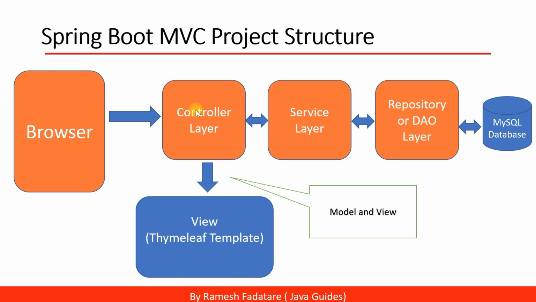So the controller layer processes the request, and it will get the data from the database by using the service and repository layers. That model data is then bound to the view, which generates a web page. That web page will be displayed on a browser. It's a pretty simple Spring MVC architecture.